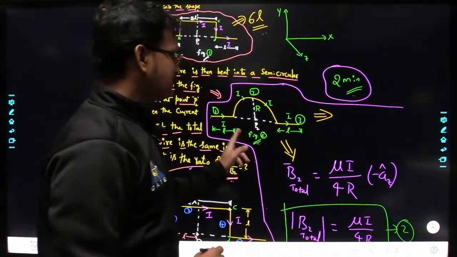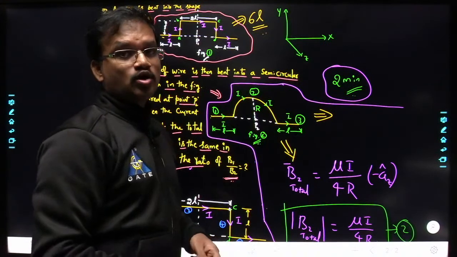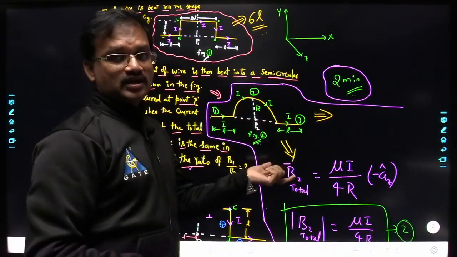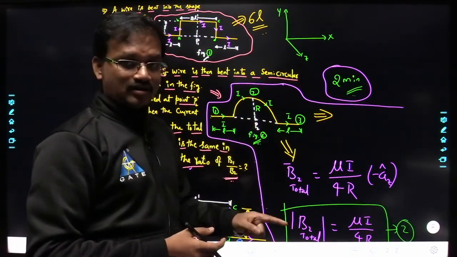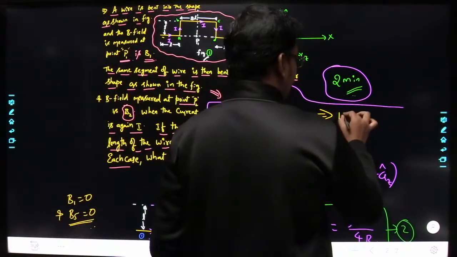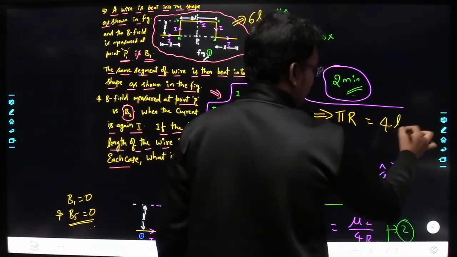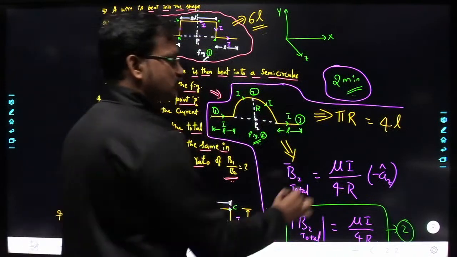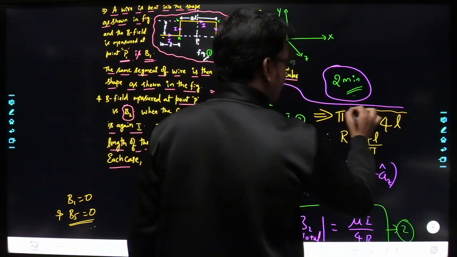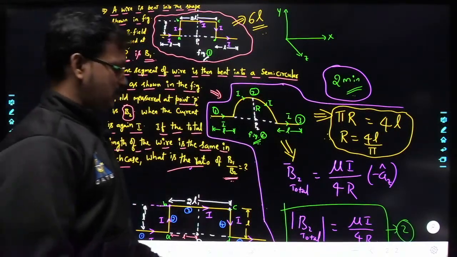So from here, the length or the perimeter of this semicircle must be equal to 4L. Now we know the formula for the perimeter of a semicircle. If it is a total circle, then it must be 2 pi r. It is a semicircle, that means the perimeter is pi r. So this is the perimeter of the semicircle, and this must be equal to 4L. Therefore, from here we will get capital R is equal to 4L by pi. Okay, so now see here.